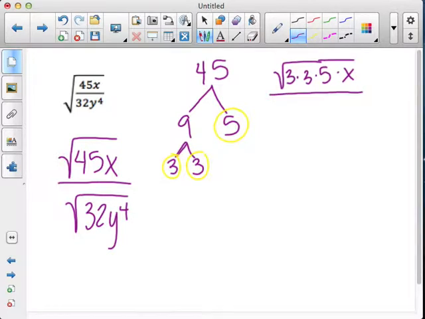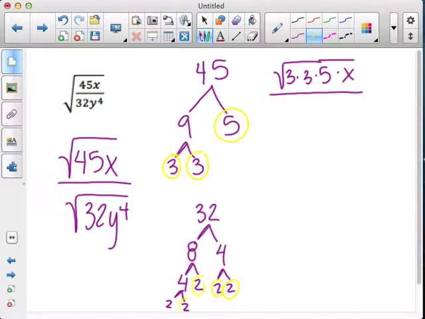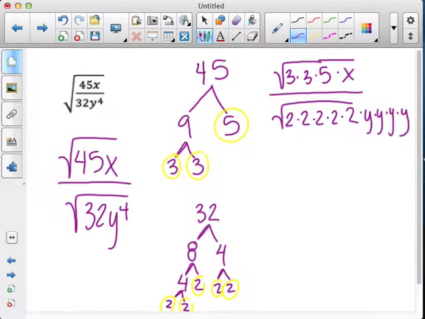And your denominator, so 32 is 8 times 4, which is 4 times 2. I'm running out of room. 2 times 2, and 4 is 2 times 2. So I got a lot of primes here. 2, 2, 2, 2, 2. So that means my denominator is square root of 2 times 2 times 2 times 2 times 2, 5 of them. And then times 4 y's. 1, 2, 3, 4. So when you do square root, you're looking for 2 numbers.